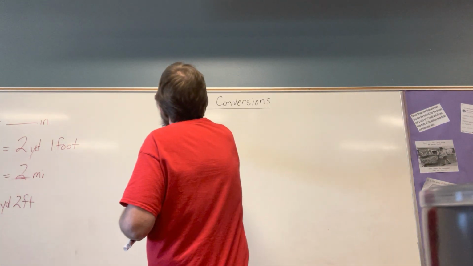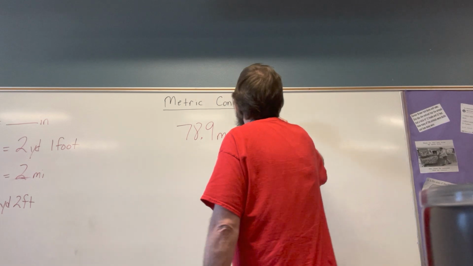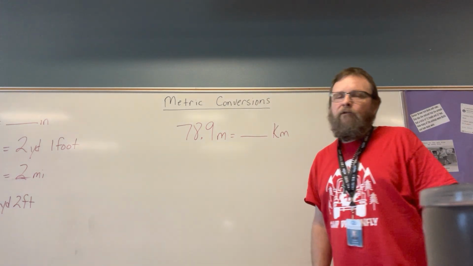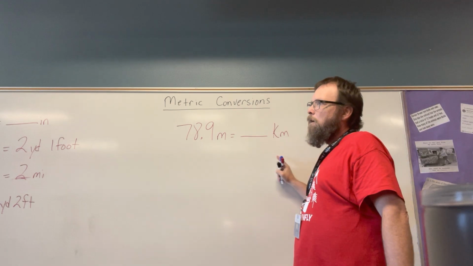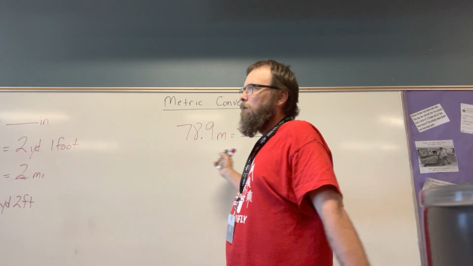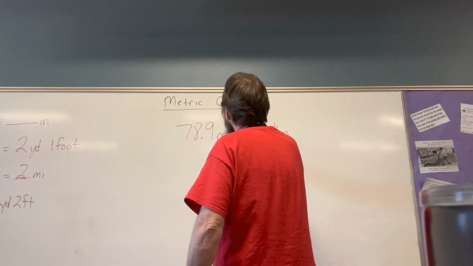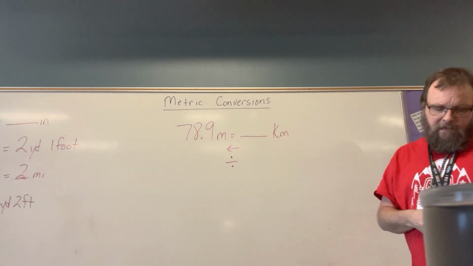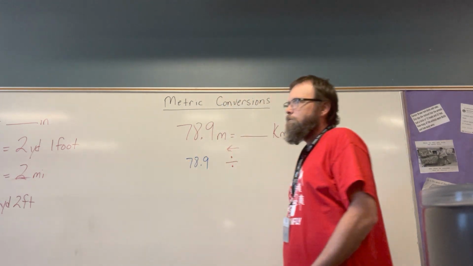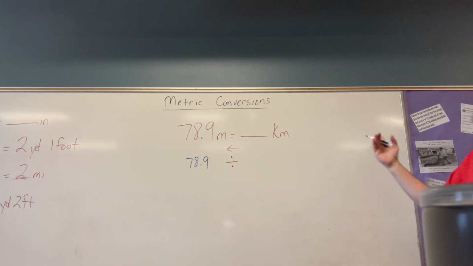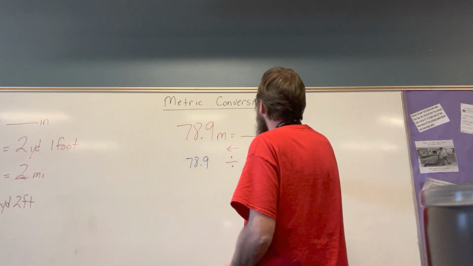Let's do 78 9/10 meters equals blank kilometers. Which is bigger, meters or kilometers? Good, meters is smaller, kilometers is bigger. So we're going from meters to kilometers, which means we divide. If we divide, my decimal point moves to the left. So I'm going to divide 78 9/10 meters by how many meters are in a kilometer, which is 1,000.